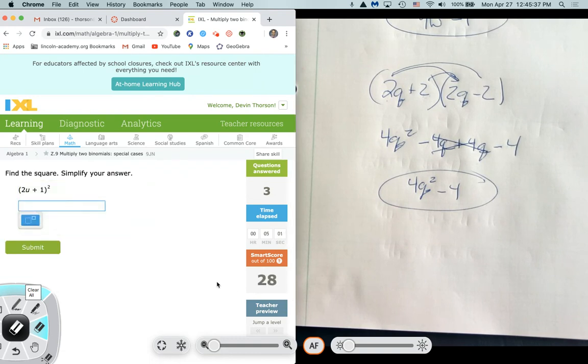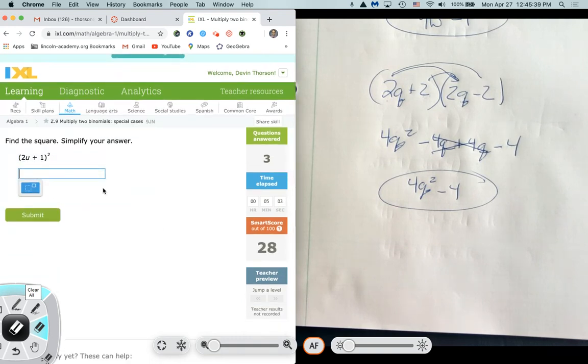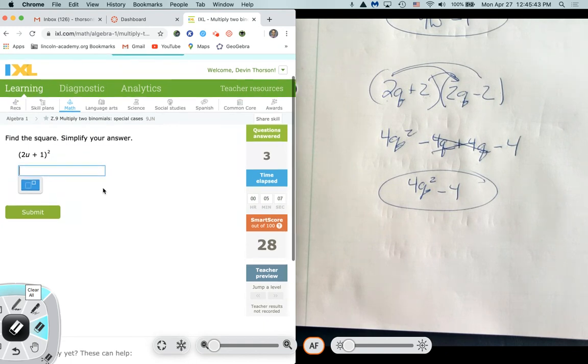If you have any questions on today's homework, please email me or get on at 1 o'clock and I will help you. Now remember this one here, to remember to FOIL, write them out separately. Don't just do the 2u squared plus 1 squared. That would be incorrect. You have to FOIL it. Write them out separately. And we will talk to you next time.